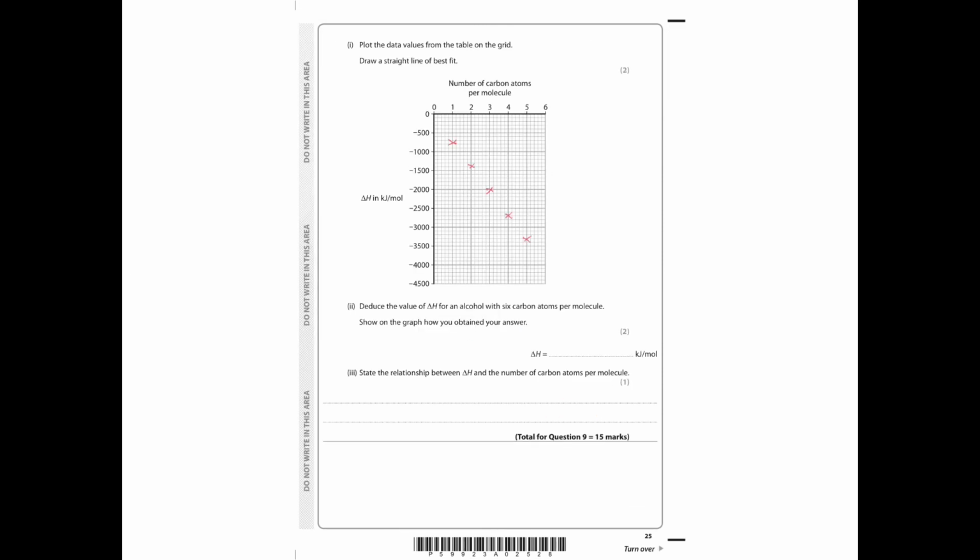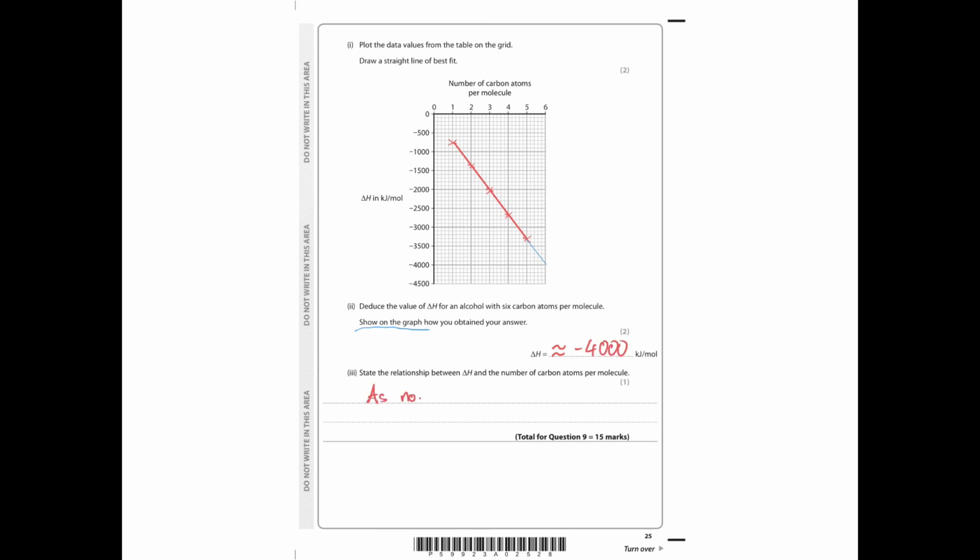In part I of the next question, you must plot the points correctly and draw a line of best fit. You then have to show on your graph how you get an answer for the value for 6 carbon atoms. Extrapolate your graph and you'll get an answer approximately at minus 4,000 kilojoules per mole.